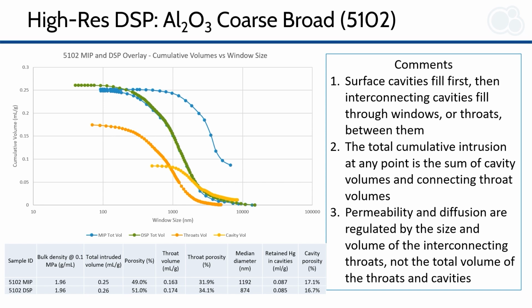If we add up the volumes shown in the cavity distribution to those from the throat distribution for a given window size, it will give us a total intrusion volume for that window as shown in the green curve. The summary results for the DSP analysis are shown in the second row of the table. Since the permeability and diffusion are a function of the volume of the interconnecting throats, we would expect the calculated values to be different depending on whether the classical intrusion is used or the DSP throat distribution, due to differences in volume assigned for given pore window sizes. Compare the orange and green curves.